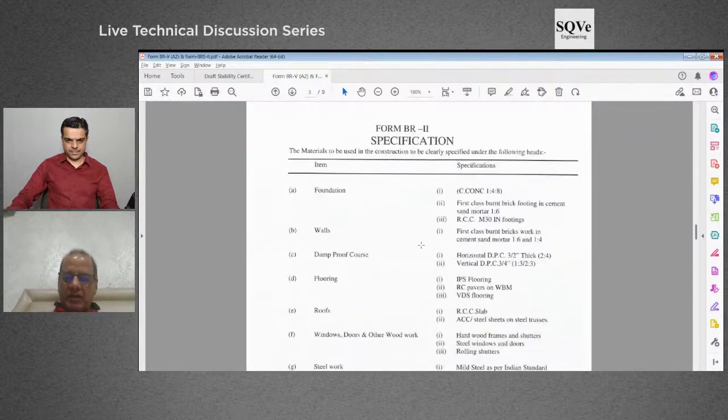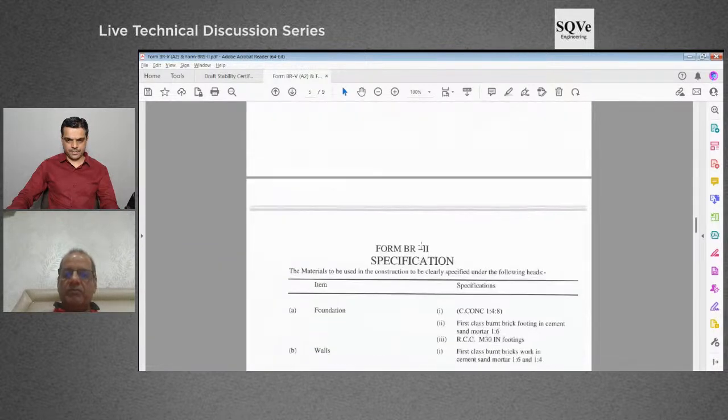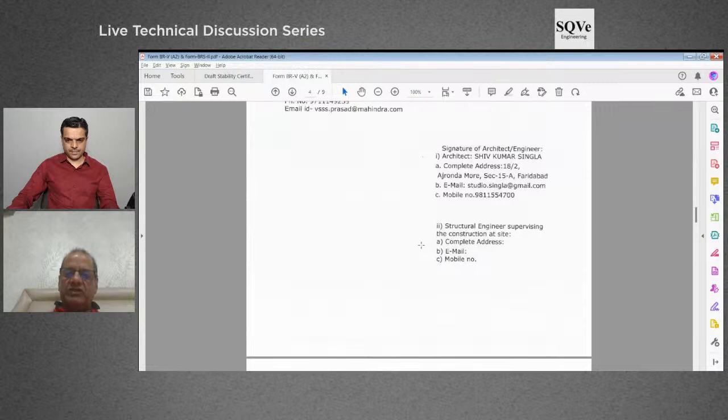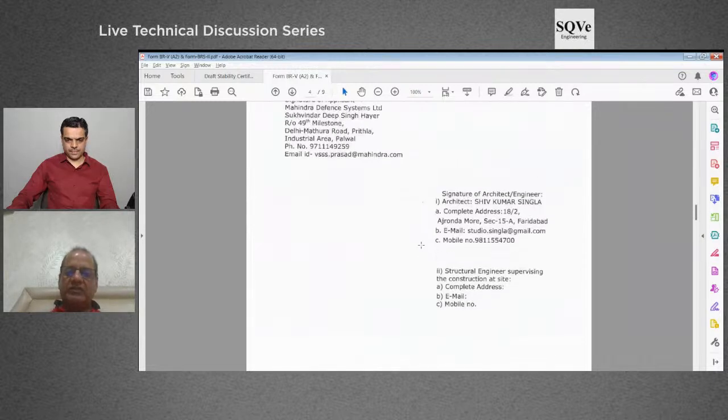You see here, go up. Yeah, here: structural engineer supervising the construction at site. So here we don't sign. The client will say, "Oh, you just do it, sir." No, no, no. We should never. Many of you who are working here, many of us are signing this document without reading, but this should not be done by us.